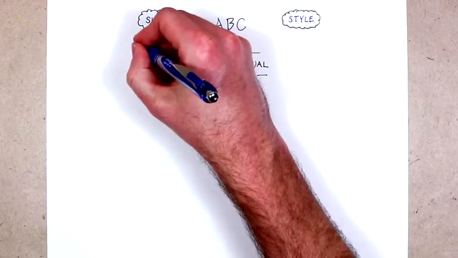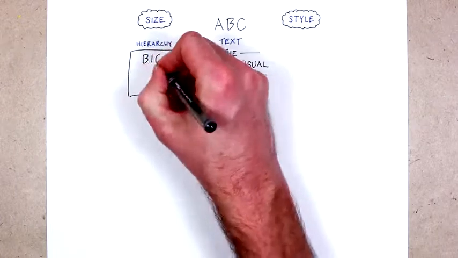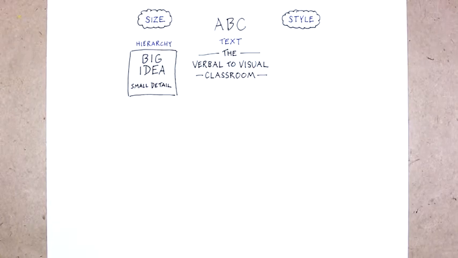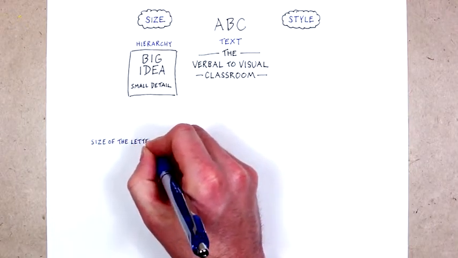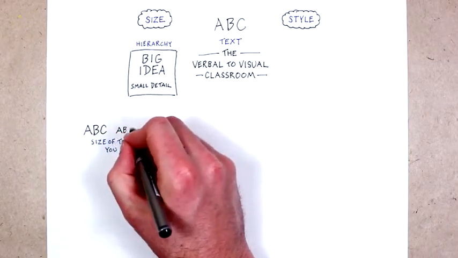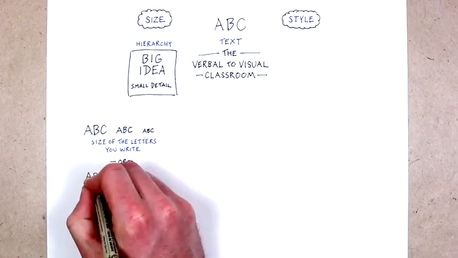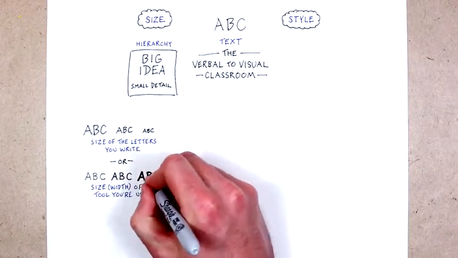By varying the size of the letters that you write, you're able to demonstrate the hierarchy between different ideas. You can show which are the big ideas and which are the small details. You have two ways of varying the size. One is simply by writing the letters bigger or smaller. The other is by using two different writing utensils, one with a smaller width and one with a larger width.